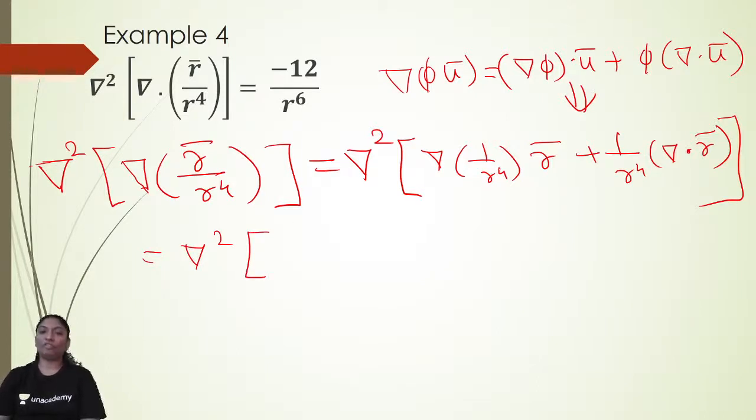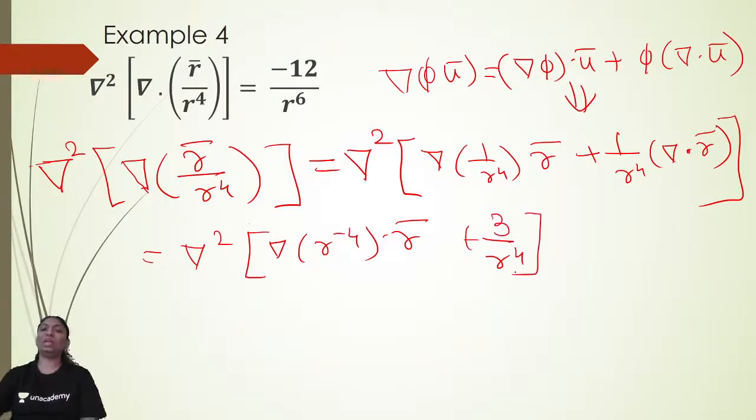Now how do we find del of f of r? So del of r raised to -4 times r bar plus 1 upon r raised to 4. So what is del dot r bar? It is 3. We have already proved that del dot r bar is equal to 3. You can directly prove it here: i double by double x plus j double by double y plus k double by double z of xi plus yj plus zk. So ultimately it will give you 1 plus 1 plus 1, that is 3.